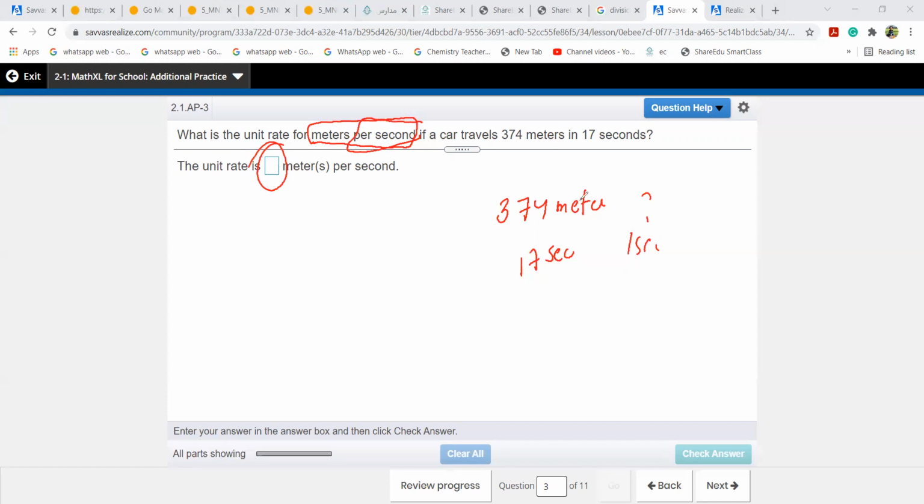See, not up. Where did you write second? Look here. That means you have to find per second. You have to find 1 second how much. Like, and see the answer and the question. The unit rate is how many meters? How many meters means next to the meters you need to put question mark because you need to find meters, right?